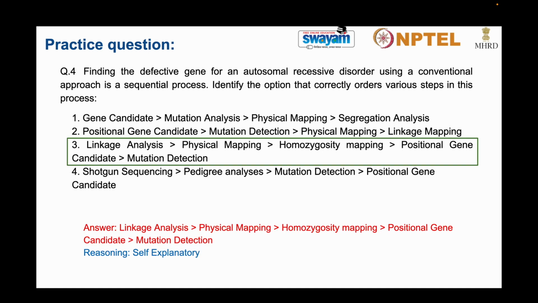So yeah, you were right. Option 3 is the correct answer. Firstly, we'll begin with the linkage analysis. Then we will perform physical mapping, where we will look at the distance in terms of base pairs. We will check the homozygosity mapping. And then positional gene candidate, where we will know the position of that gene. After getting the positional information, we will be detecting the mutations. We are performing homozygosity mapping here because it is an autosomal recessive disorder. By performing all these steps, ultimately we will get the information of the defective gene at the level of sequence, that is, what kind of mutation is involved. So let's move to the next question.